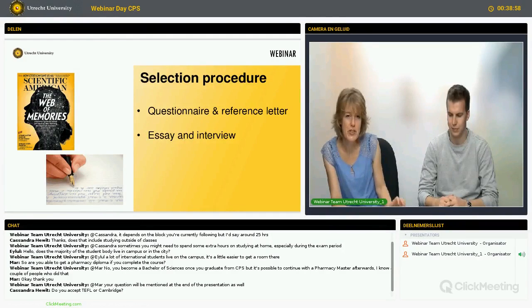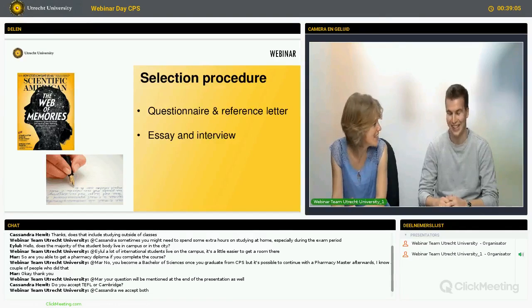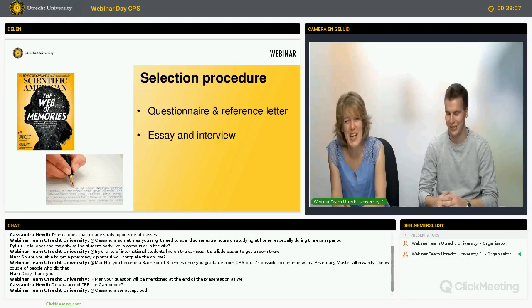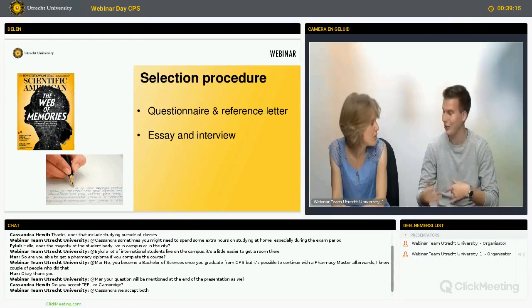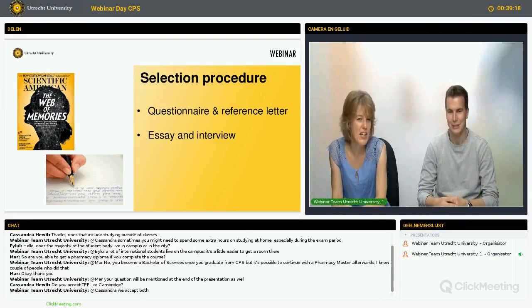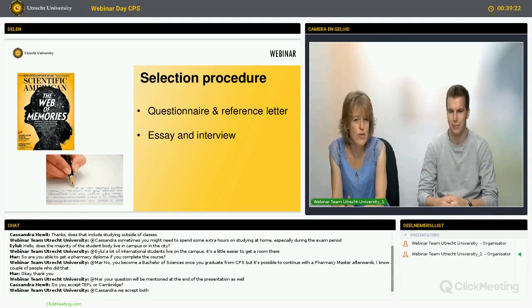Then we have a selection procedure. It contains 2 steps. First, you fill in a very elaborate questionnaire, right? It's quite lengthy. Yeah. There's a lot of opportunity to describe yourself and to really explain who you are. Don't feel obliged to fill it all in. You can write as little or as much as you like. Yeah, it's kind of a paper interview actually. And there's also room to really show who you are. And it's also important, of course, to see if you are a good match for CPS and vice versa.